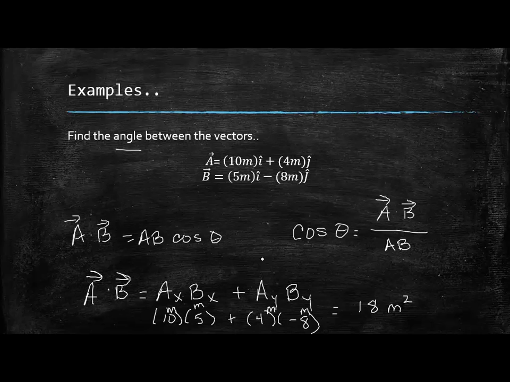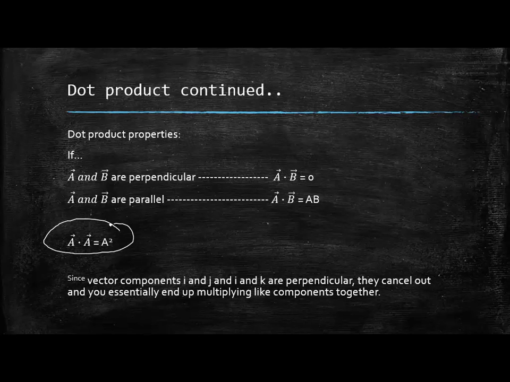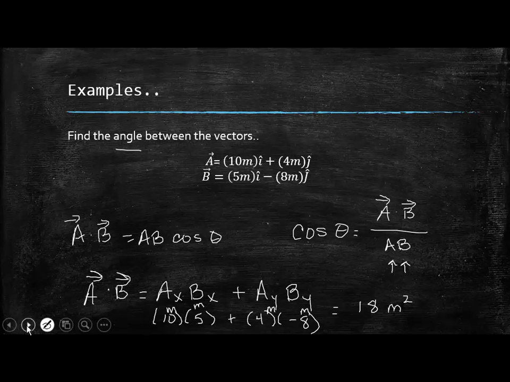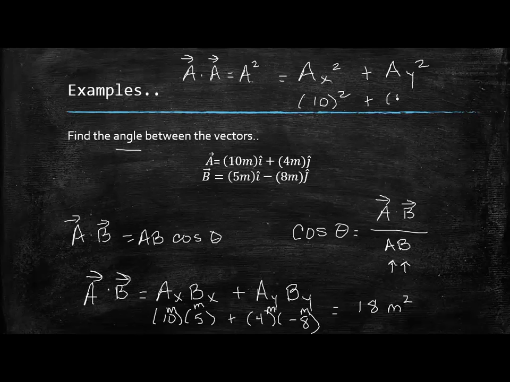So now we need to find the magnitudes of the vectors A and B. You're going to do that using this rule right here. Let's look at A first. A dot A is going to give us A squared, or our magnitude. We get that from doing a little Pythagorean here. So in this case it is 10 squared plus 4 squared.